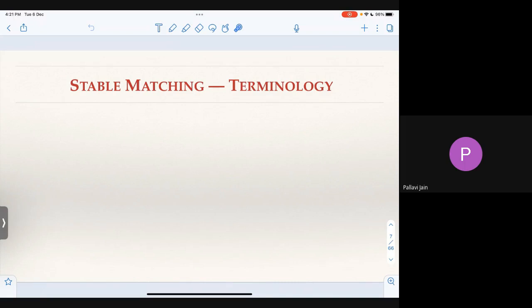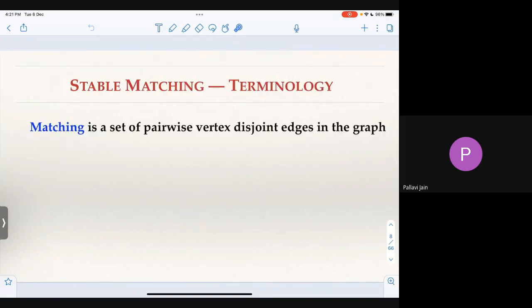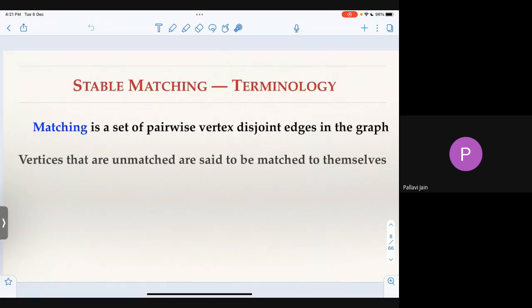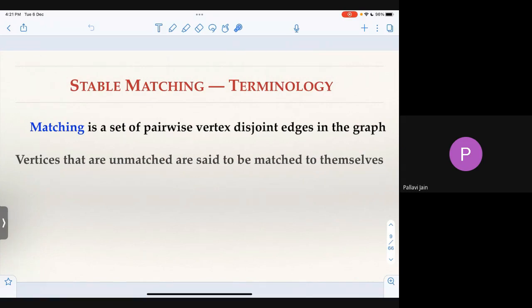In this context, perhaps the most canonical concept is stability. It's stable matching. So what is a stable matching? It's a matching, so a set of pairwise vertex disjoint edges in the graph, which does not have certain forbidden structures. What are those forbidden structures? They are called blocking edges. You can imagine a matching in which some vertices are not matched, right? We are going to treat them as if they are self-matched. Being unmatched is as if you're matched to yourself. It's just a matter of convenience, okay?